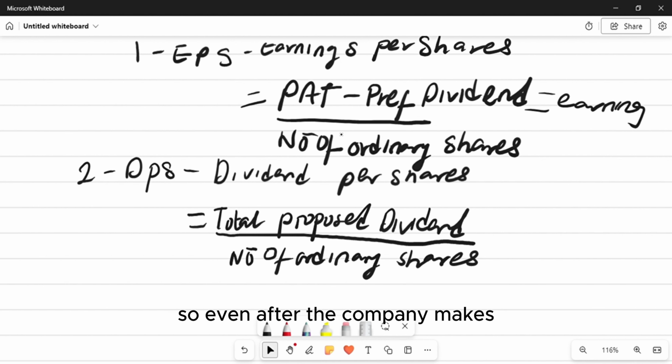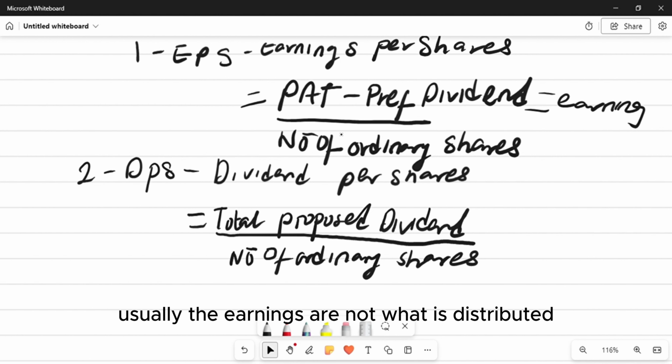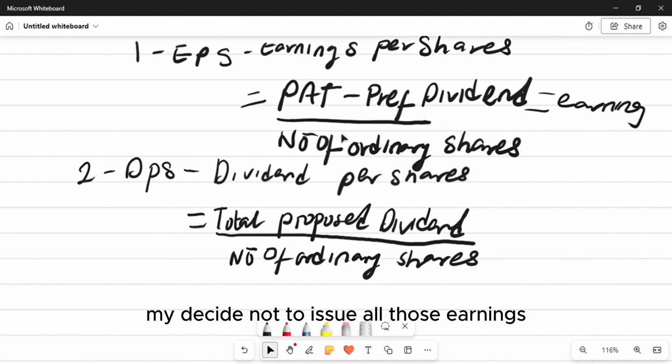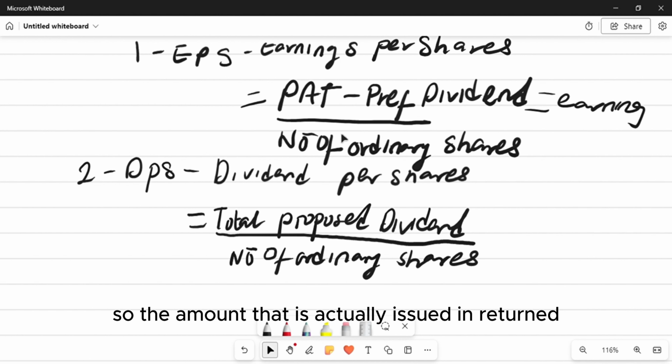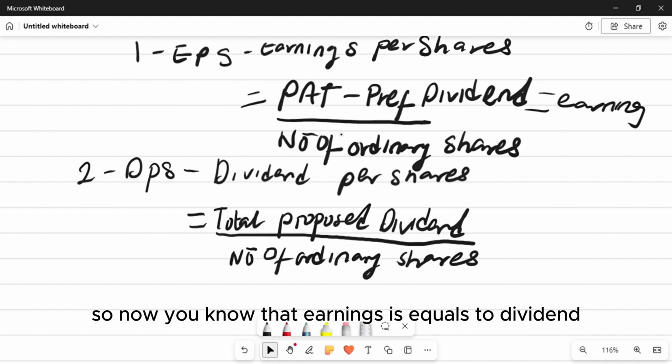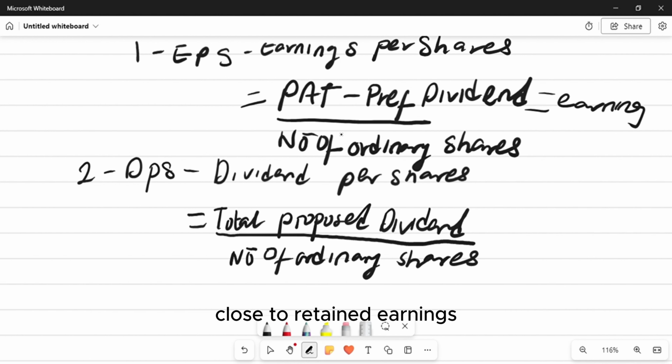Even after the company makes a particular earning for a year, usually the earnings are not what is distributed. We have what is called retained earnings. The earnings are what the shareholders make for that financial period, but the company might decide not to issue all those earnings. The amount that is actually issued in return to the shareholders is called dividend. So earnings is equal to the dividend plus the retained earnings. Not all earnings are issued as return, some of them are retained.